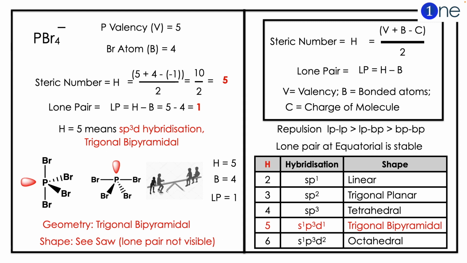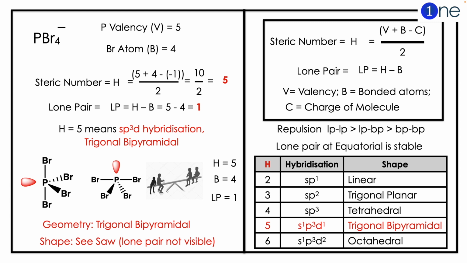Steric number will be H equals V plus B minus C whole divided by 2. Here phosphorus valence is 5, then each bromine atom contributes 1, so 5 plus 4 with the charge gives 10 divided by 2, which is 5. So steric number is 5, and the lone pair will be H minus B, which equals 1. H5 means sp3d hybridization with trigonal bipyramidal geometry.